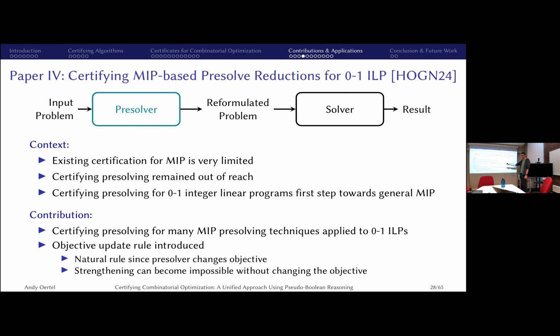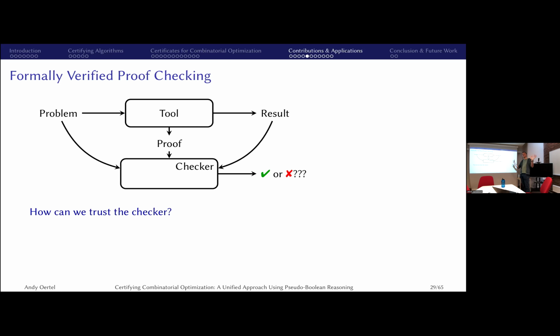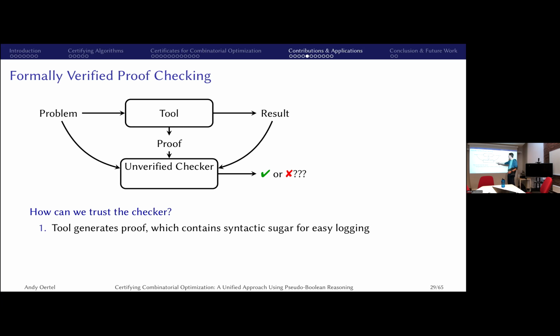Before I get to the next paper, let me talk a bit about formula verification and trusting the checker. So before, we had this picture: we have our problem, our tool, this gives a result, and then we have our checker. But can we really trust that the verification result of the checker is correct? Do you really trust that I implemented the correct checker? You should not. I wouldn't. This checker that I implemented is actually unverified. We don't know if the verification result it returns is correct.